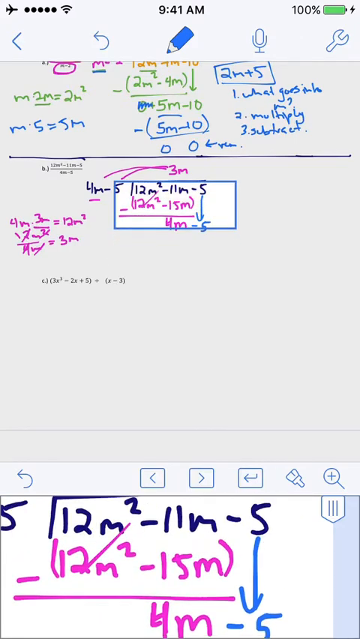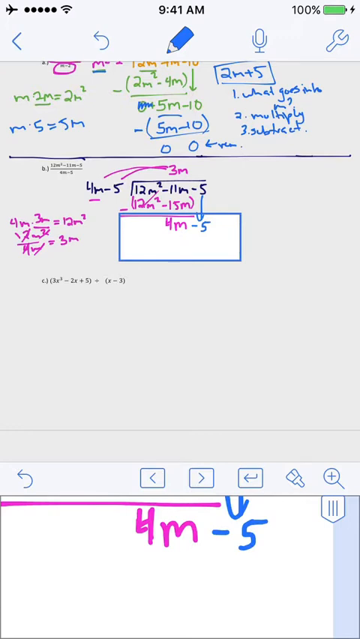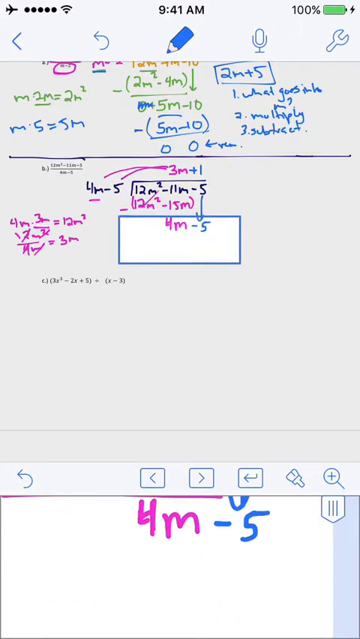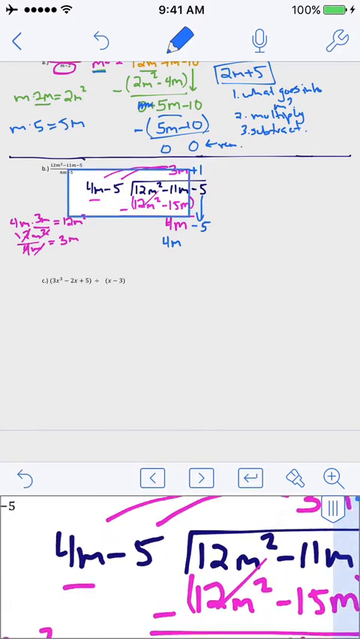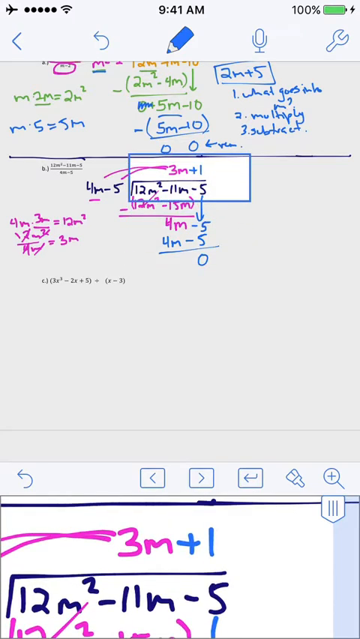So now I will do it again, right? I now need to find out how to get a 4m to a 4m. Well, it's already a 4m, but I have to multiply by something. So what can I multiply by that won't change anything? That's right, I can multiply by a positive 1. Very nice. Multiply by positive 1, we end up getting 4m. And 1 times negative 5 is minus 5. If we subtract those two, clearly we end up with a 0. And so our quotient is 3m plus 1.